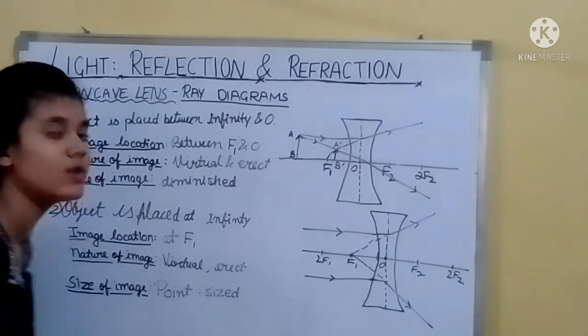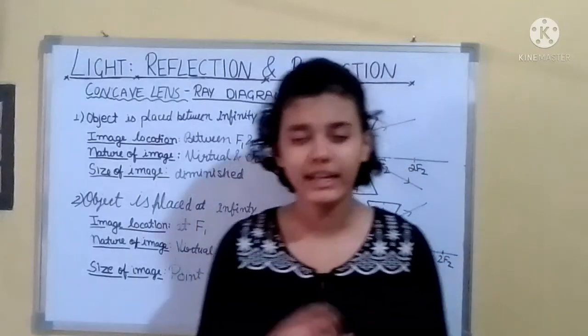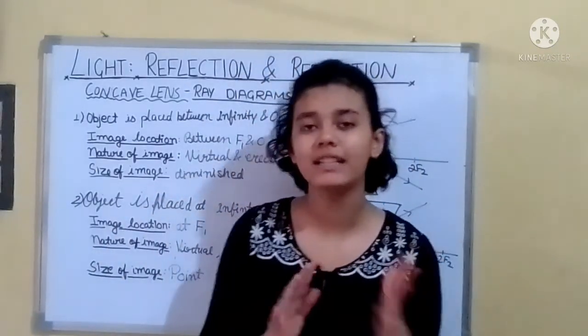Okay. So these were the two ray diagrams of the concave lens. Now these were the ray diagrams of the concave and the convex lens.